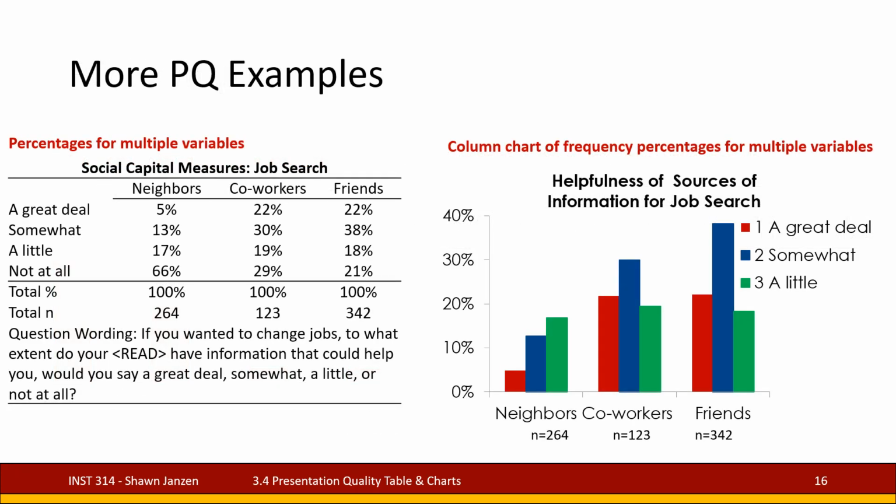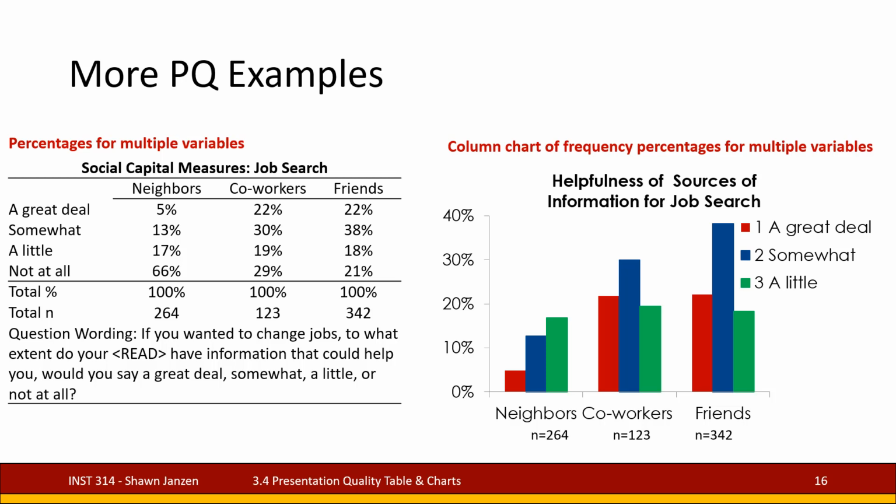These are a bit more busy, but still PQ. You can look at them and pull out the data that you need. On the left side, we have a more complex table. It has a table title with social capital measures for job searches, which then breaks down into 3 columns for neighbors, coworkers, and friends, with the response options for each group on the rows, followed by total columns for N and percent.